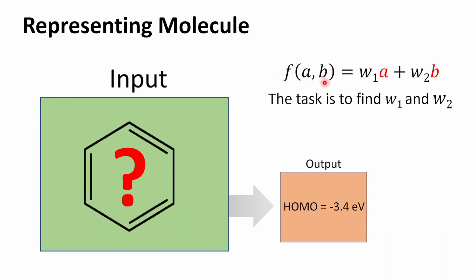I did mention earlier that we are trying to find a function given A's and B's, where we try to find W1s and W2s so that they map to the output. But in this case, if you look at the problem at hand, we have a molecule. And how do we represent molecules as a set of A's and B's, or something like that, to get us an output? That's something we'll discuss in the upcoming lectures.